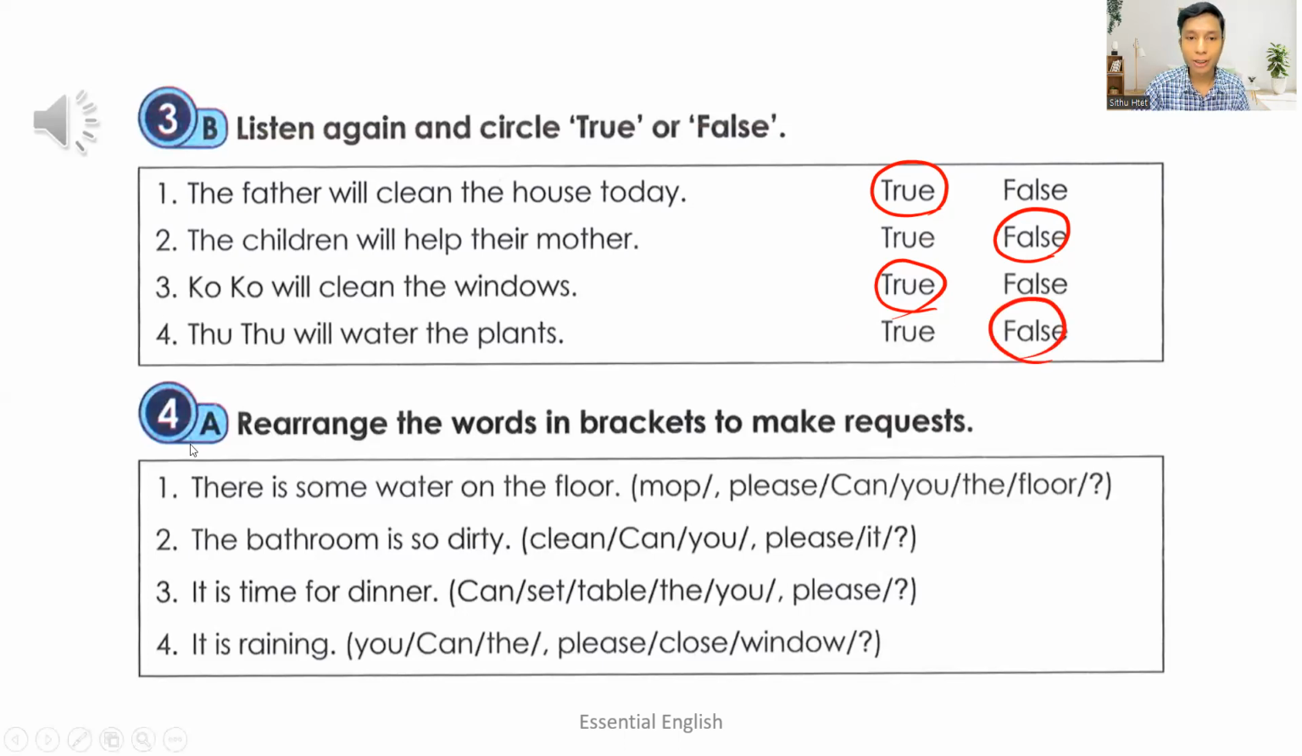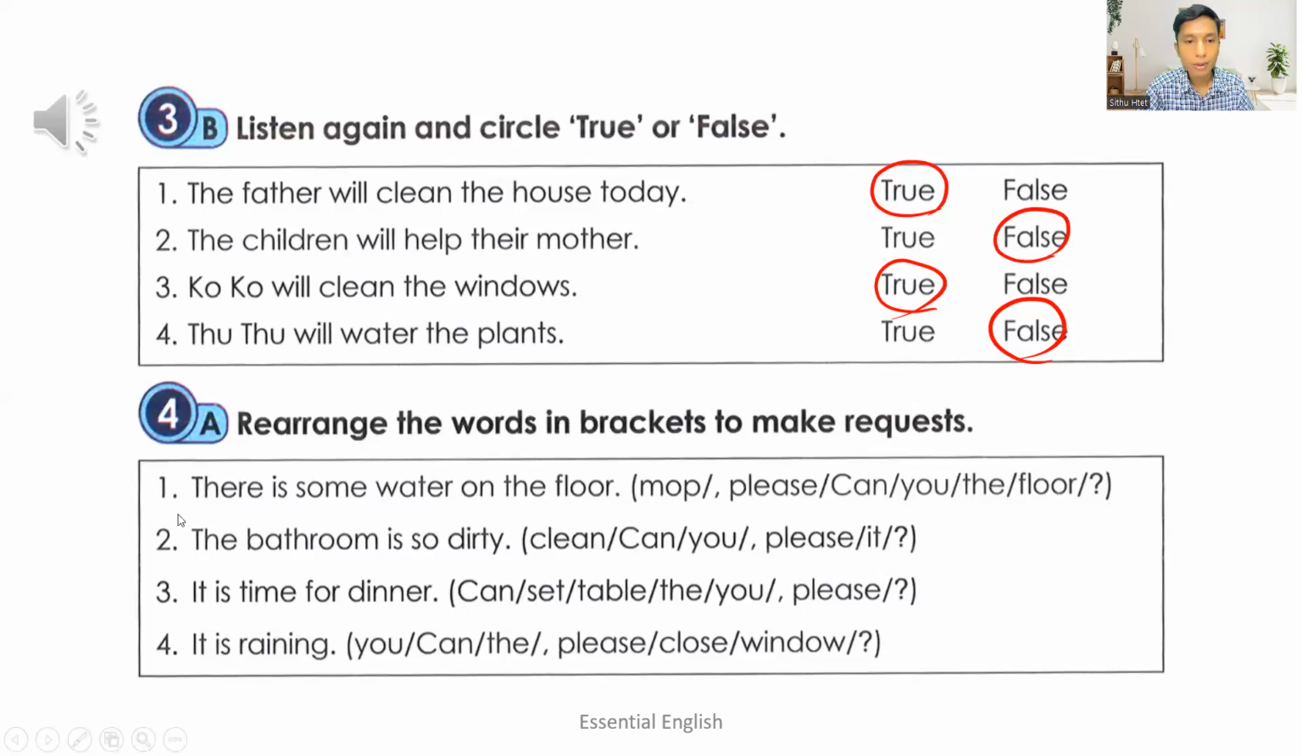Now let's do exercise 4A. Rearrange the words in brackets to make requests. You have to write requests, but to make requests, you have to rearrange the words. As you can see, the words are not in the correct order. You need to rearrange them correctly.